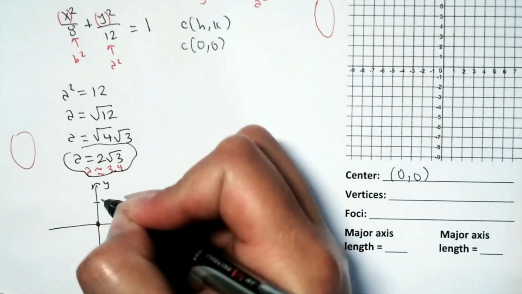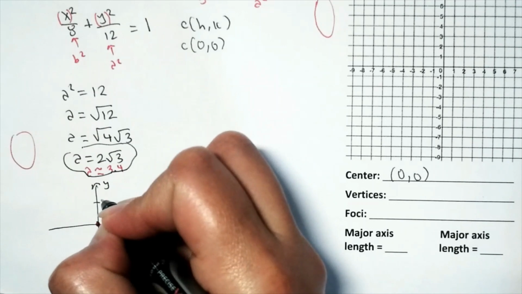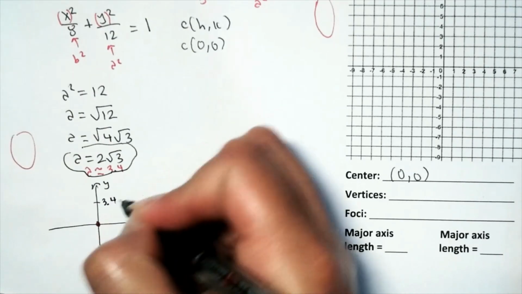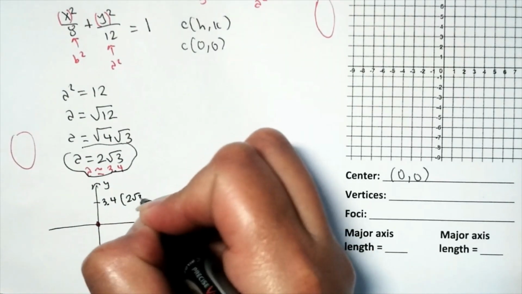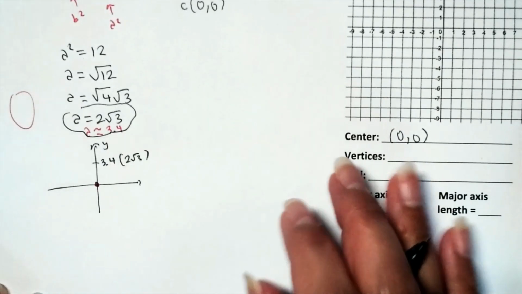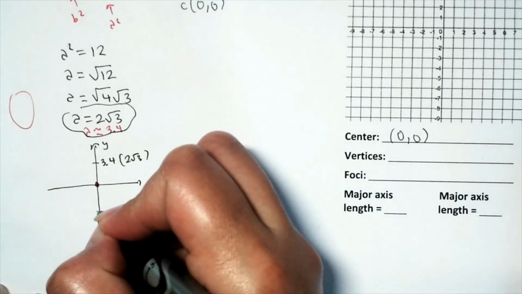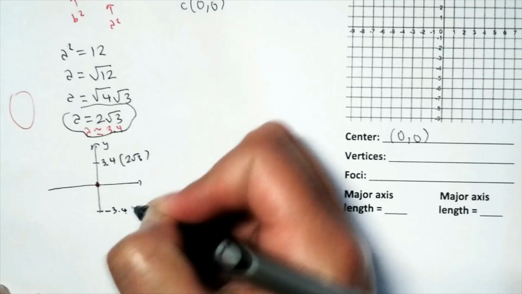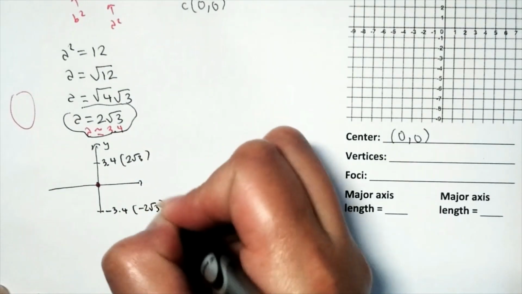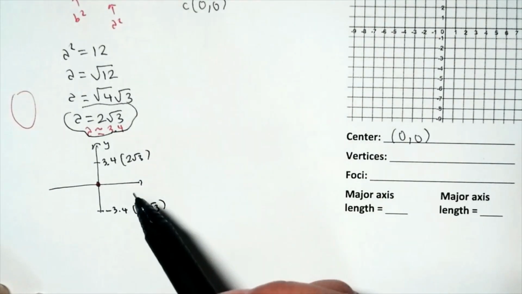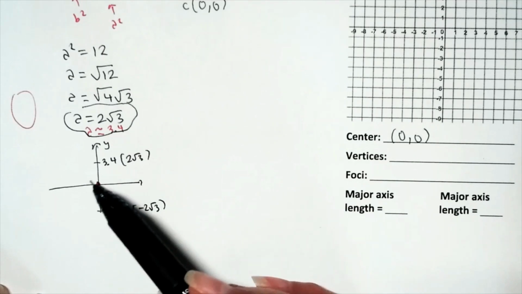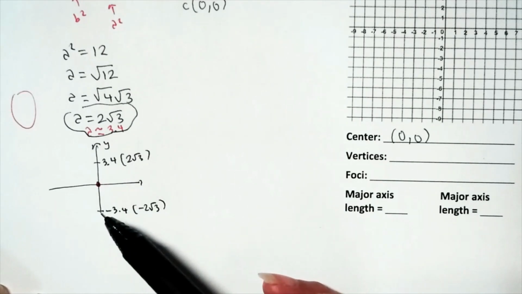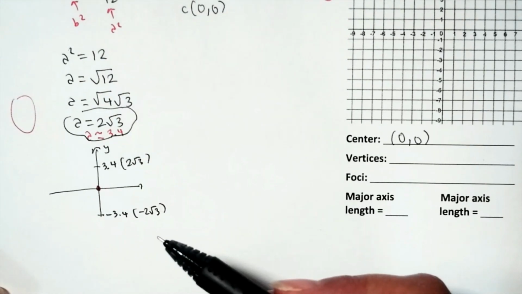So let me just put one tick mark. I'll put 3.4, and then in parentheses, I'll put 2 square root of 3. And then we're going to go 3.4 units down. So I'll just put negative 2 square root of 3. I hope that in my effort of not putting all those tick marks, I'm not hurting you instead of helping you. Okay, so let's write down those endpoints.